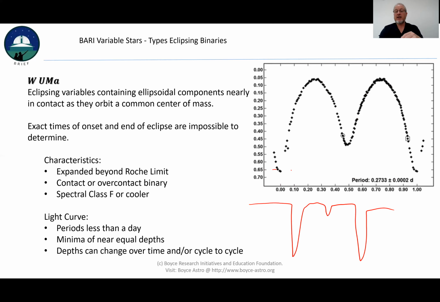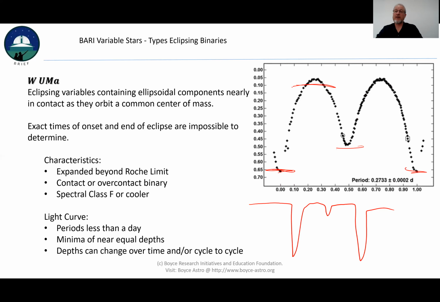You can see a relative primary dip here and a secondary, but there really isn't a flat light curve position between the two eclipses. So we see this kind of fluctuation all the time in their light curves. Their characteristics are the stars have expanded beyond the Roche limits. Over-contact or contact binaries are the case.